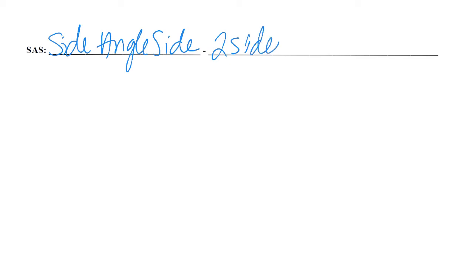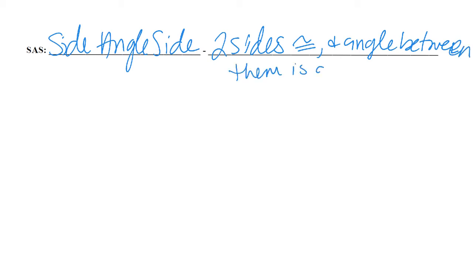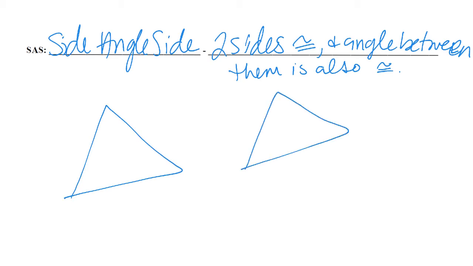All right, our next possible way to do this is side, angle, side. And just like before, the angle has to be between the 2 sides. So we'll have 2 sides that are congruent, and the angle between them is also congruent. So when we have our 2 triangles that we're going to draw, this time they'll basically just be facing the same way.